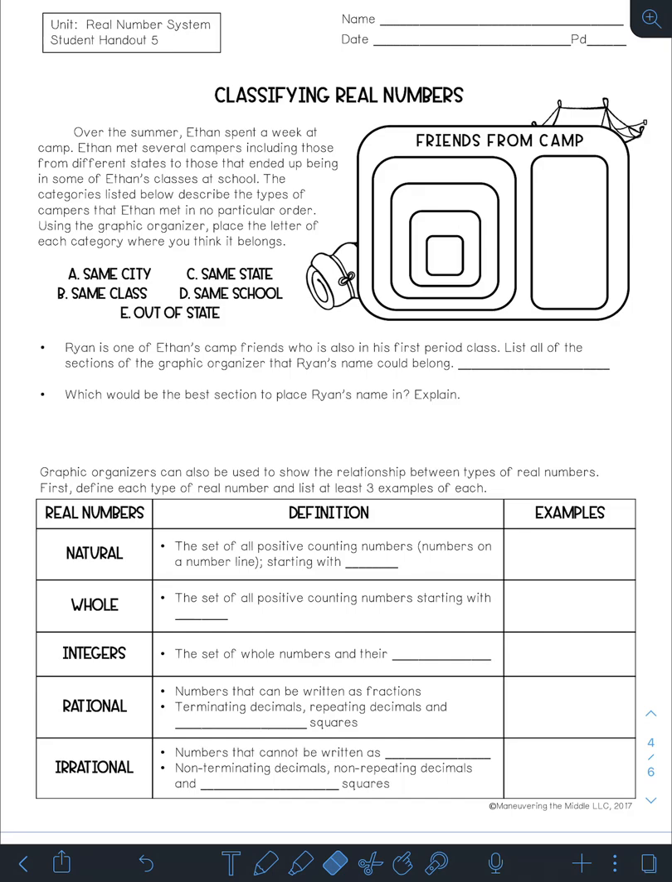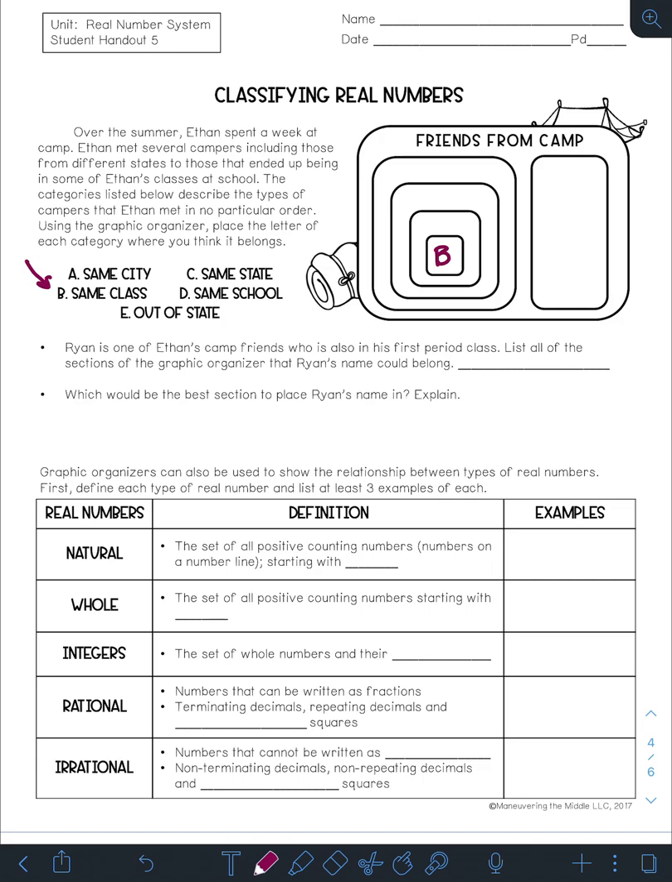So if we want to look at the most specific category that affects Ethan, we probably are thinking that the people that are most specific to Ethan are the people that are in the same class as him, right? That's our smallest group of people that we're going to be involved in. So the smallest group is probably going to be the group there in the middle.